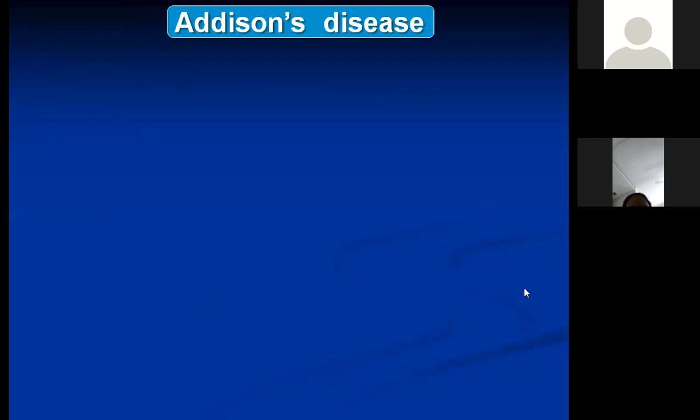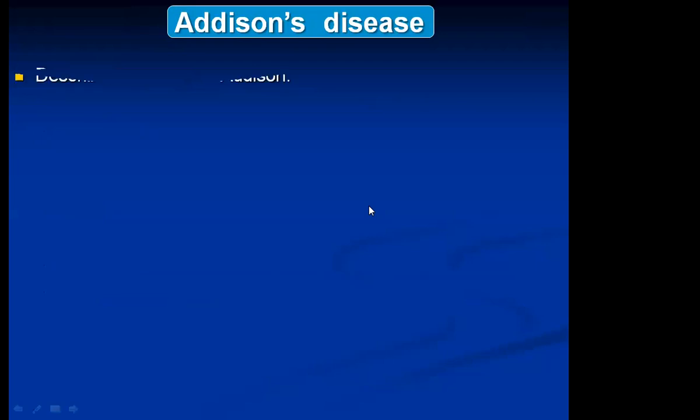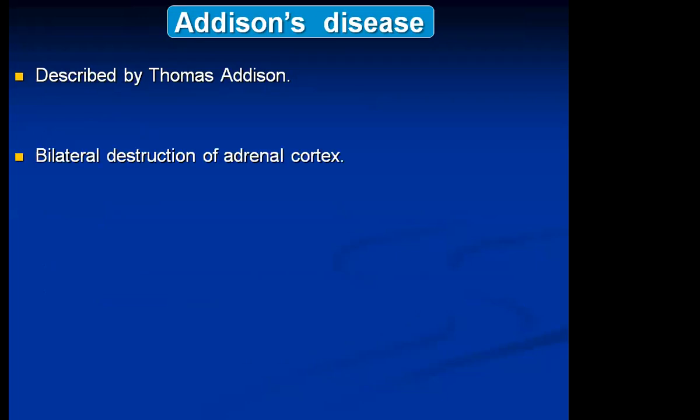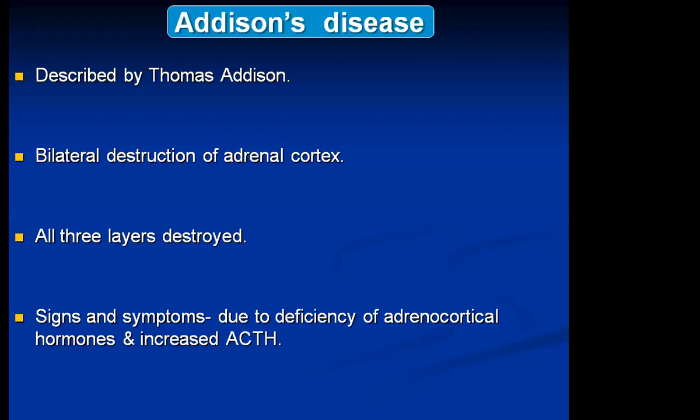Now, there is one more important condition known as Addison's disease. This was described by Mr. Thomas Addison. In this condition, most often there is bilateral destruction of the adrenal cortex. So, the hormones released by the adrenal cortex will be lesser. Here, all the three layers are destroyed. So, signs and symptoms due to deficiency of adrenocortical hormones and increased ACTH are pretty evident.